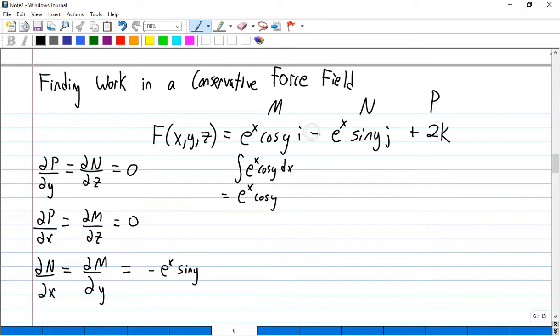Now, your N has this negative in front. Don't forget that. So I have to integrate N, so it's negative e to the x sine y, with respect to y because of the j. The only y term I have is sine. The integral of sine is negative cosine. But there's a negative in front. Negative of negative cosine would be positive cosine. So it's e to the x positive cosine y.